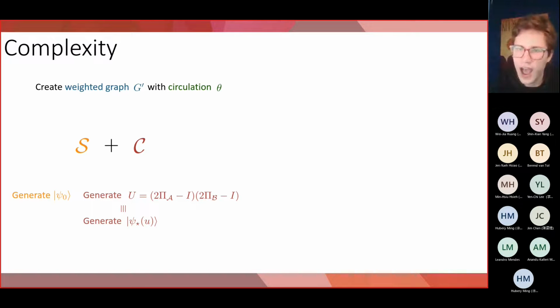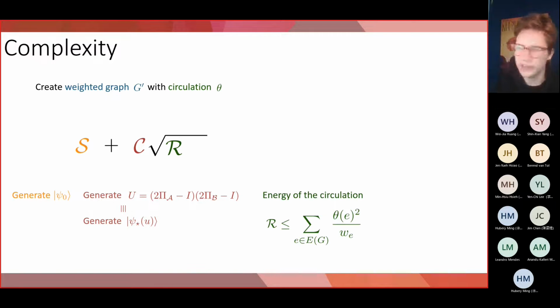So now the question is, how often do you have to run this phase estimation step? And this depends on something called the effective resistance. And the effective resistance is upper bounded by the energy of the circulation. So this would be the norm of theta, of our vector theta.